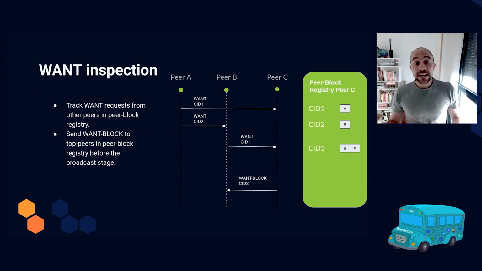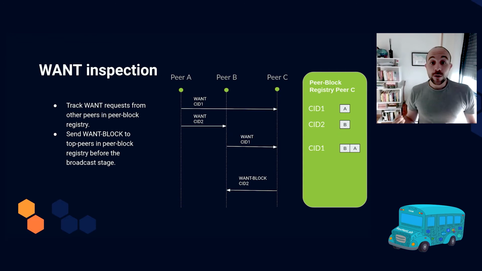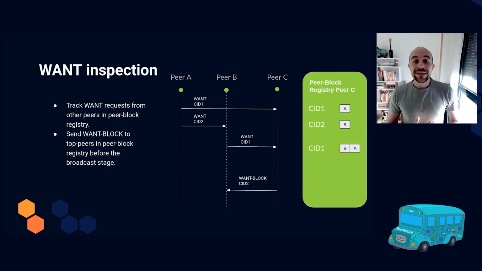Because if it has the content, it will send it to me right away with just one RTT. So I send a want block to someone that I think has the content because they had asked for it, and I get the actual block. So it's one RTT to find the content, while in the best case of the broadcast stage, we need two RTTs, one for the want block and one for the content discovery. What we're trying to do here is to remove the discovery phase if we have knowledge of where the content may be.